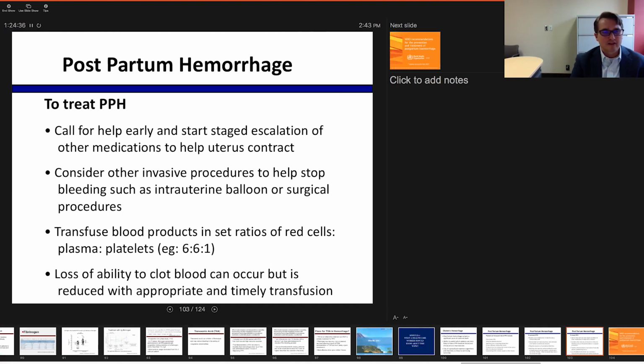Think about escalating the level of care. If available, think about invasive procedures to stop the bleeding, like an intrauterine balloon or some other surgical procedure. Or, if possible, think about transferring that patient to another location where maybe these resources are available if you feel they're stable enough for transport. If you have the ability to transfuse blood products, giving them in set ratios to minimize the chance of coagulopathy or difficulty clotting the blood.